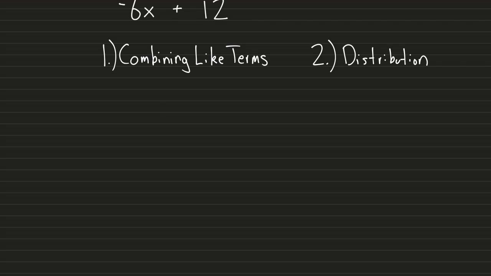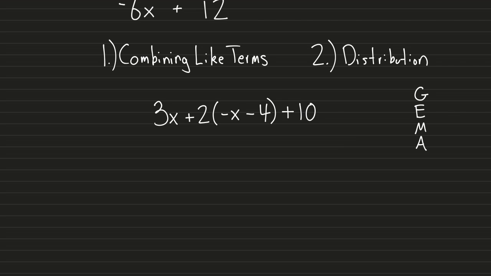We will see problems where we have 3x plus 2 times (-x - 4) plus 10, something like this, where we see some terms kind of by themselves, and we do see one group of stuff that is multiplied by a 2. Now, just like in PEMDAS, we're going to go to our group first. Remember, that's our first step. We're going to go to our group.